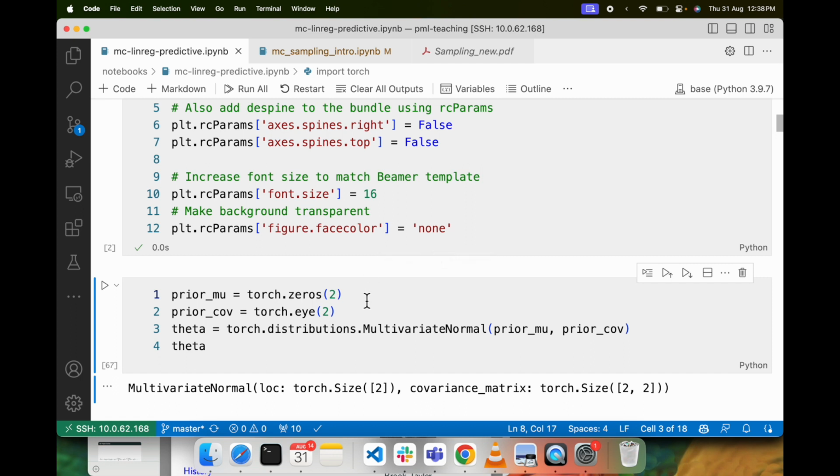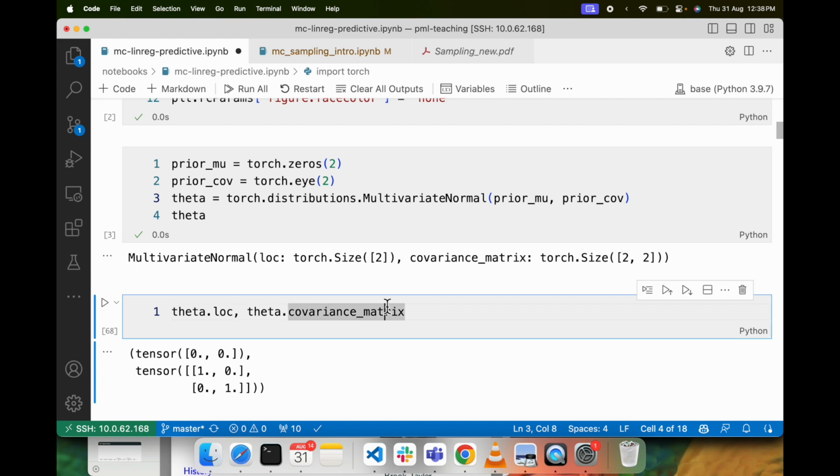So I am looking at this simple linear regression problem. We have only two parameters, theta 0 and theta 1. I have to specify my prior mean and covariance. I am specifying my prior mean to be 0, 0 and my prior covariance to be 1, 0, 0, 1. Right? What kind of a covariance is that? Spherical. Right? My theta here means the prior distribution, which is a multivariate normal with the prior mean and the prior covariance. Right? So nothing sophisticated till this point.